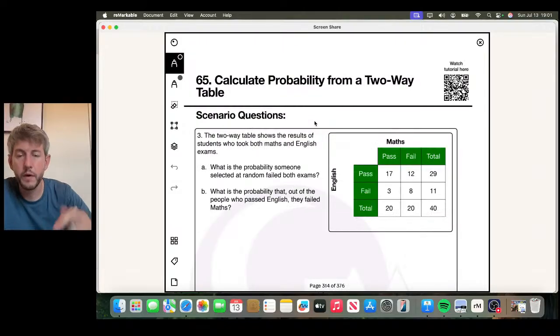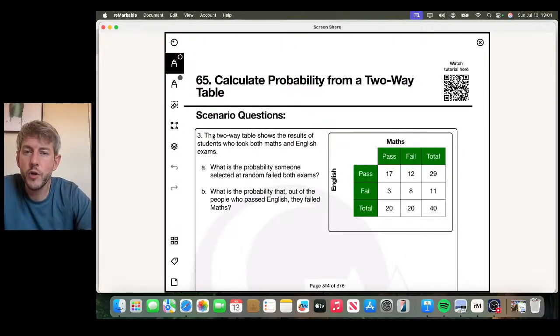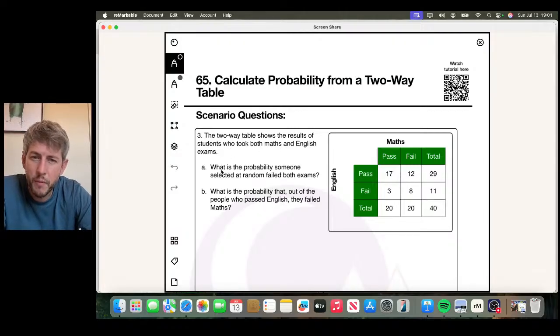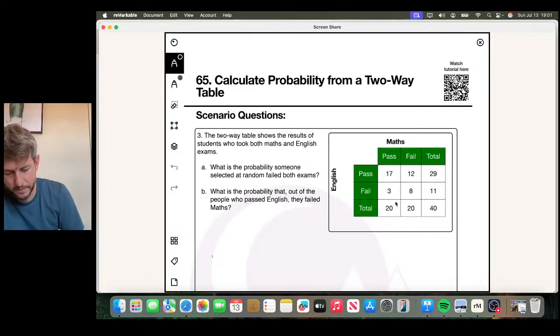Okay, right. Question 3. The two-way table shows the results of the students who took both maths and English exams. What is the probability someone selected at random failed both exams? So that will be these 8 people here that failed both exams. Okay, so that's out of 40, and that will be 8.